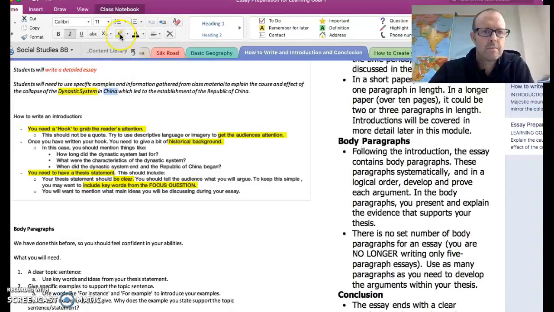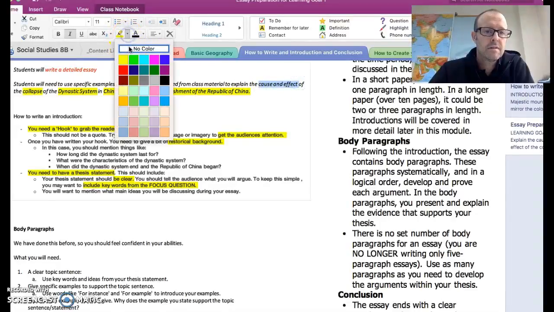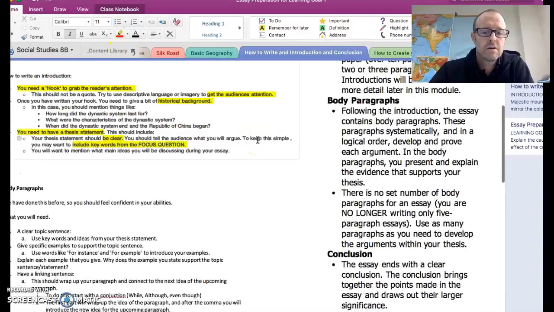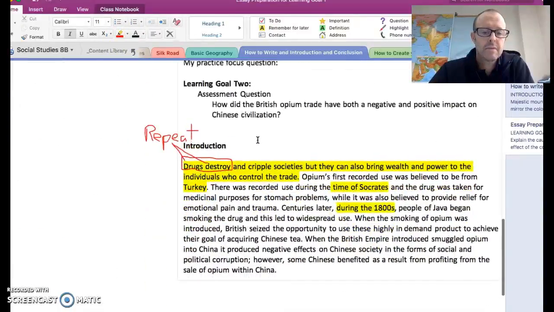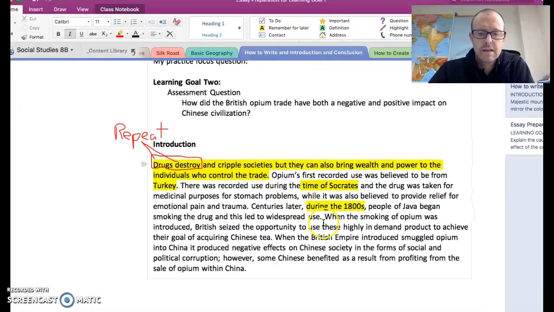There's another one: the establishment, which means the beginning, of the Republic of China. And don't forget the collapse. And of course, what are the causes and the effects of the collapse?